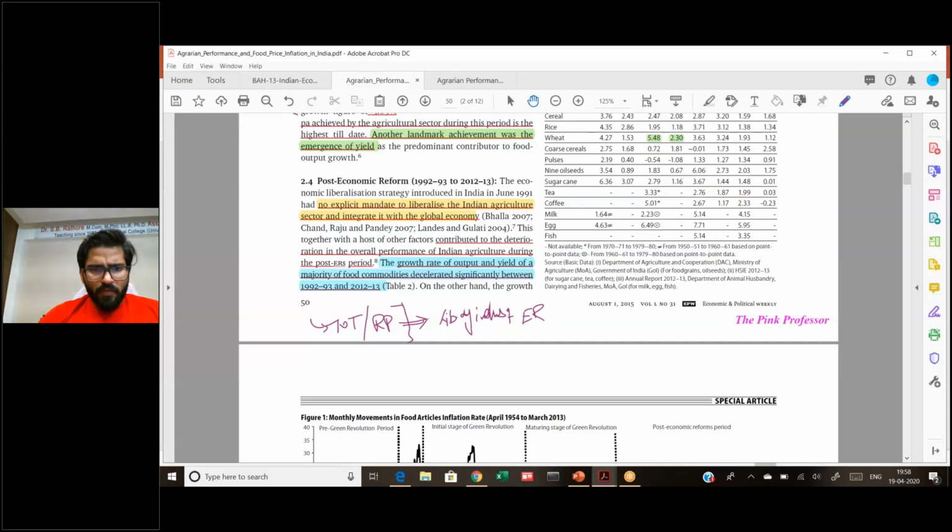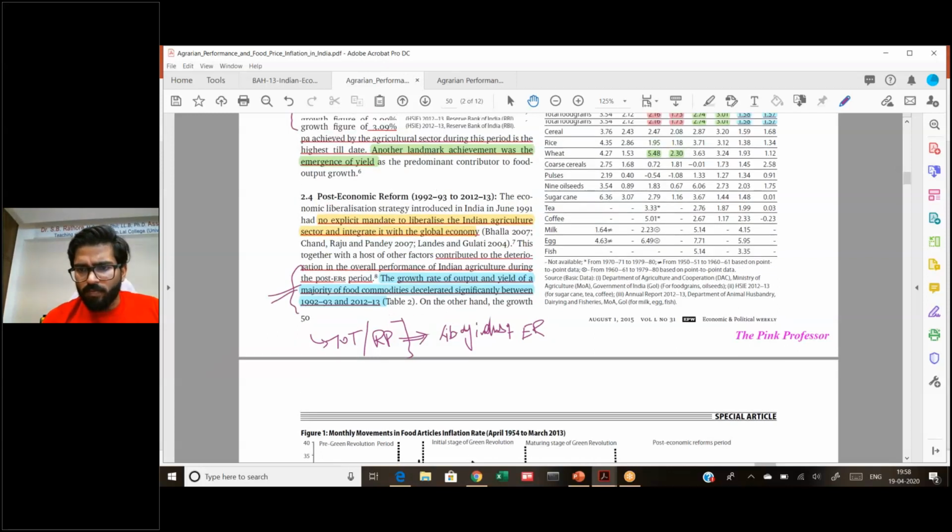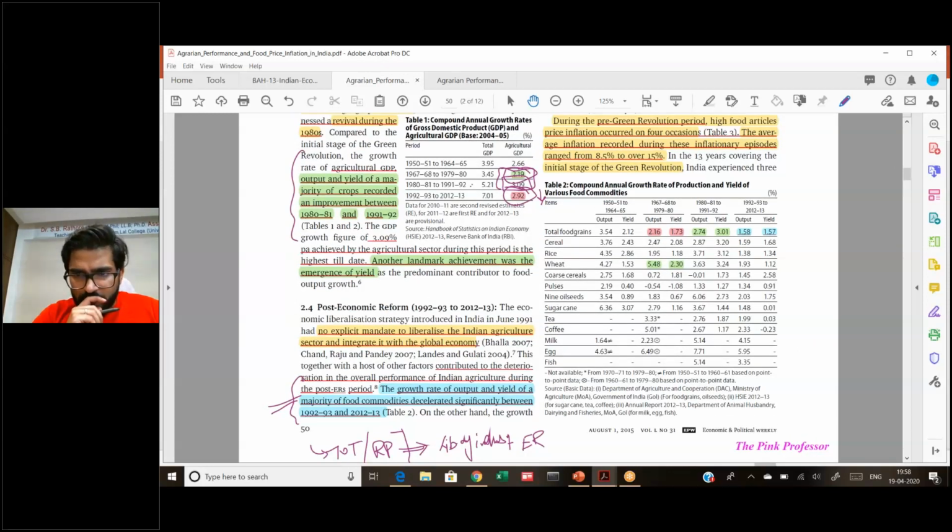reforms. If we talk about the growth rate of output and the yield, for the majority of commodities, we see a decline in this period, and you can also see that in table 2. Now, in table 2, you can see that in the second phase, between 1967 till 1980, there is a decline in yield as compared to the previous period, and a decline in growth rate as well. Whereas in the next phase, which is the maturing phase, you have an increasing yield as well as an increasing output. And when we talk about the current phase, according to the reading, we see again a decline in the yield and a decline in the output.